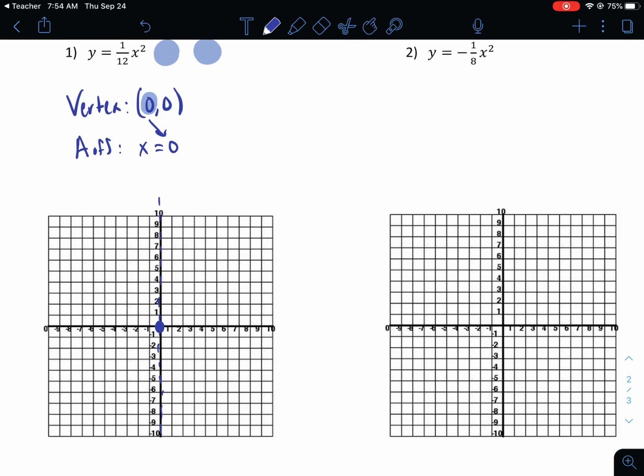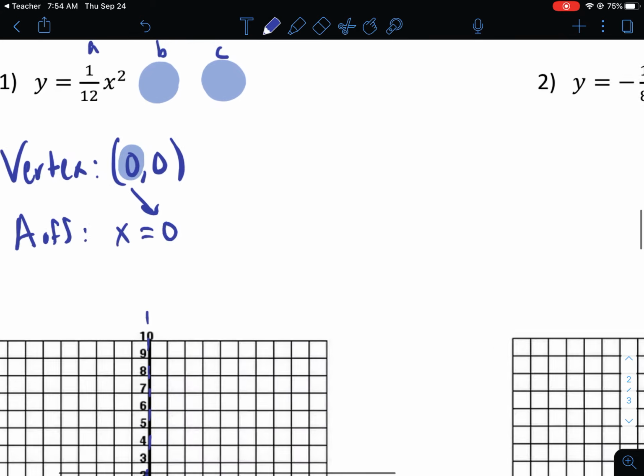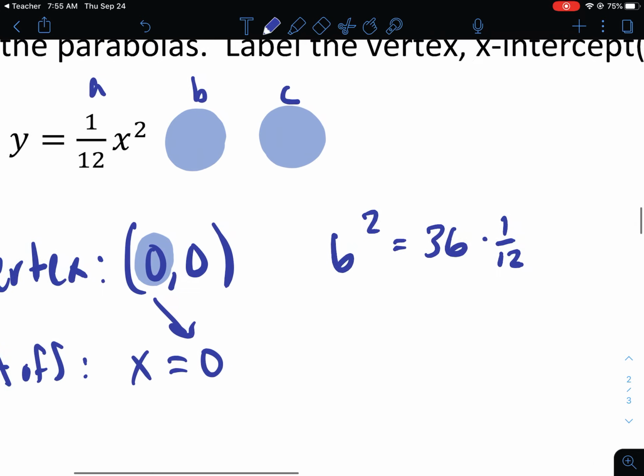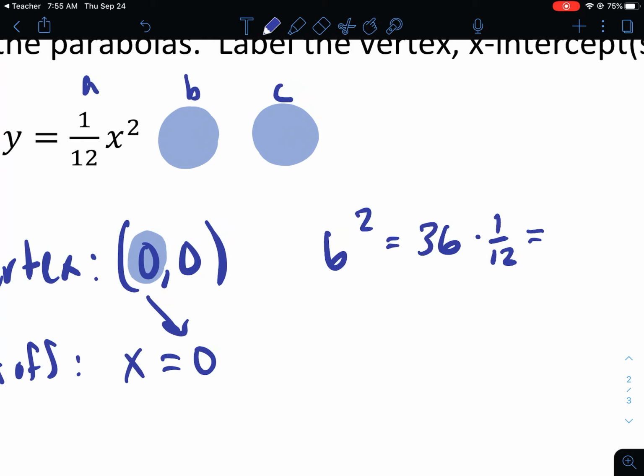So I'm just going to plug in a point, something that I know will be able to be, because I have 1/12, I want it to be divided by 12. So I'm going to use 6, because I know that when I plug in 6 squared, that's 36. And then you have times 1/12. Well, 36 times 1/12 is 3. So if I plug in 6 for x, I get 3.